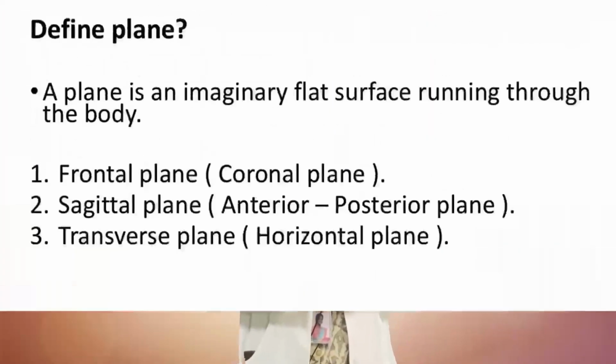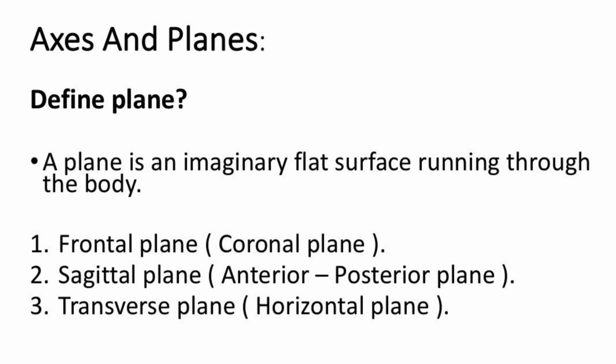Next, before entering into the movements, we have to know about the axes and planes. If we know clearly what the axes and planes are in your body, we can easily demonstrate the different movements of the joints. First, a plane is an imaginary flat surface running through the body. Imagine a surface which cuts the body as the frontal plane, the sagittal plane and the transverse plane. Now I'll explain one by one.